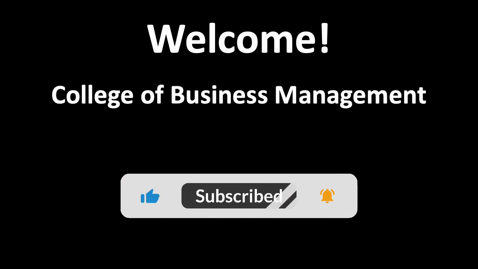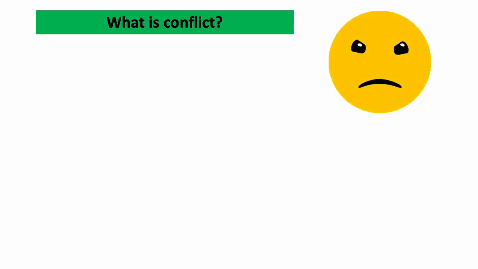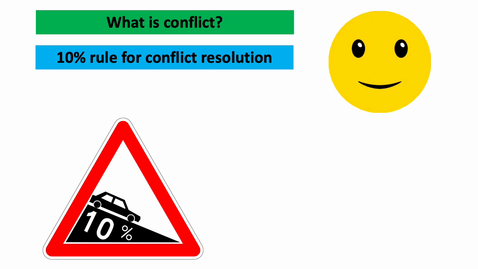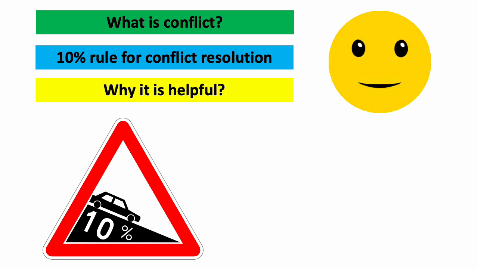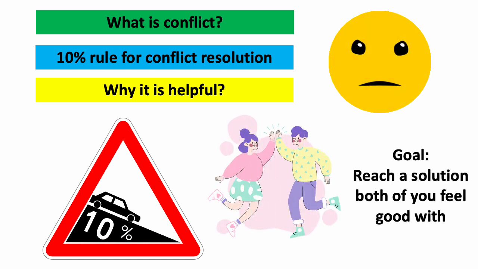Let's get going. This video will detail what conflict is. Then we're going to take a look at the 10% rule for conflict resolution, so how we can actually manage disagreements better. Then we're going to talk a little bit about why this rule is helpful, keeping in mind that the goal within conflict management is to reach a solution that both of you will feel good about.